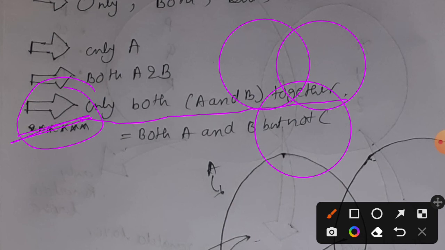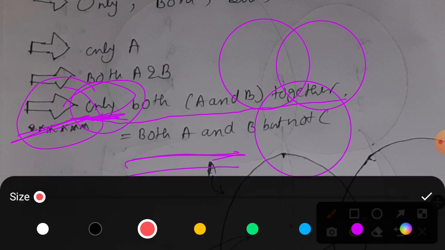Okay, so when you get something like "only both A and B together," you will allot the whole part, right? But it is not that, because they have mentioned a thing called "only." Remember it, when they have mentioned something like "only both A and B together," that means they want to say both A and B but not C. Okay, that means you have to consider that part only.